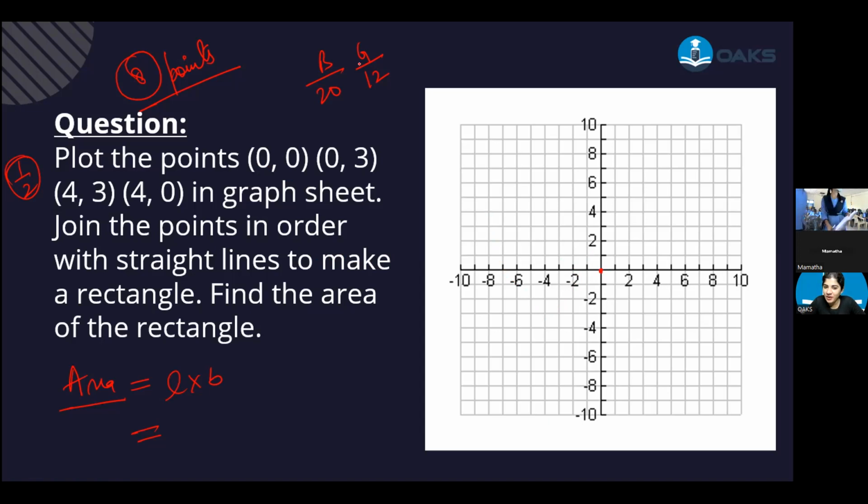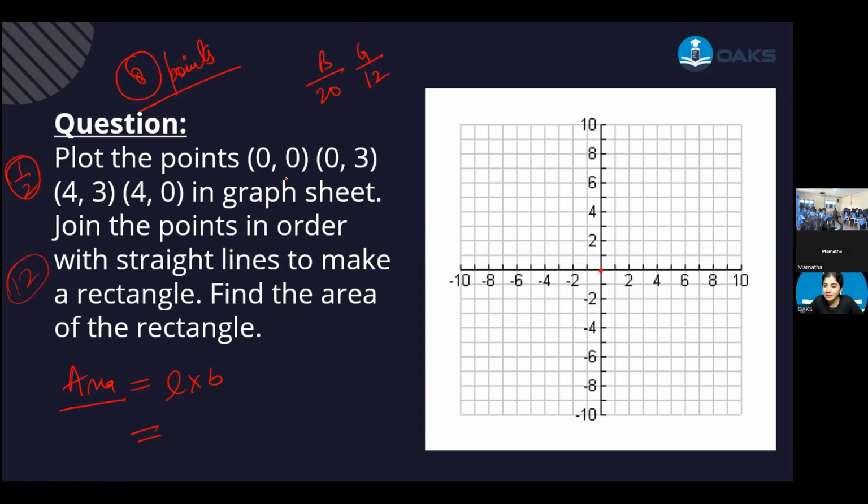Boys are at 20 points, girls are at 12 points. 8 points will be given to the correct answer. And what is the answer? Kindly tell me. 12, madam. So you are saying 12 is the correct answer, right? Boys said 12, madam.